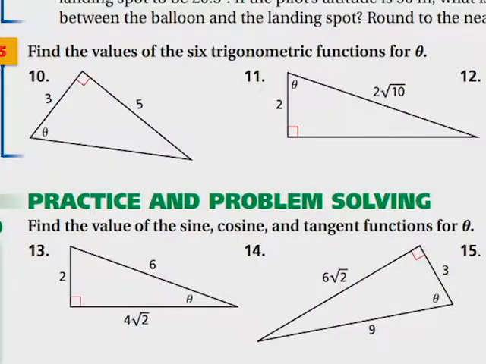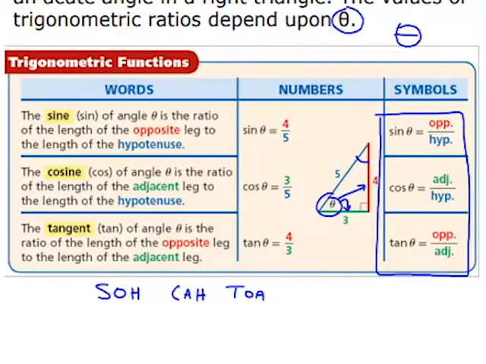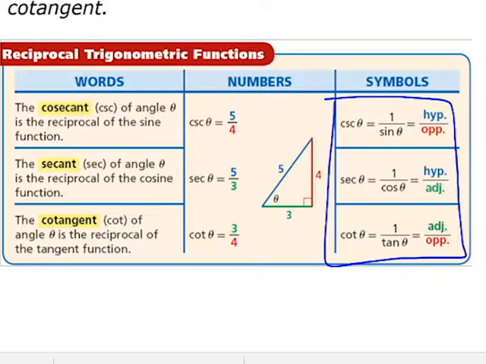So as you can see, the problems state to find the values of the 6 trigonometric functions for theta. With that, that means that we find sine, cosine, tangent, cosecant, secant, and cotangent. We can find these by using the simple techniques that I'll show you in this video. So let's get into it.